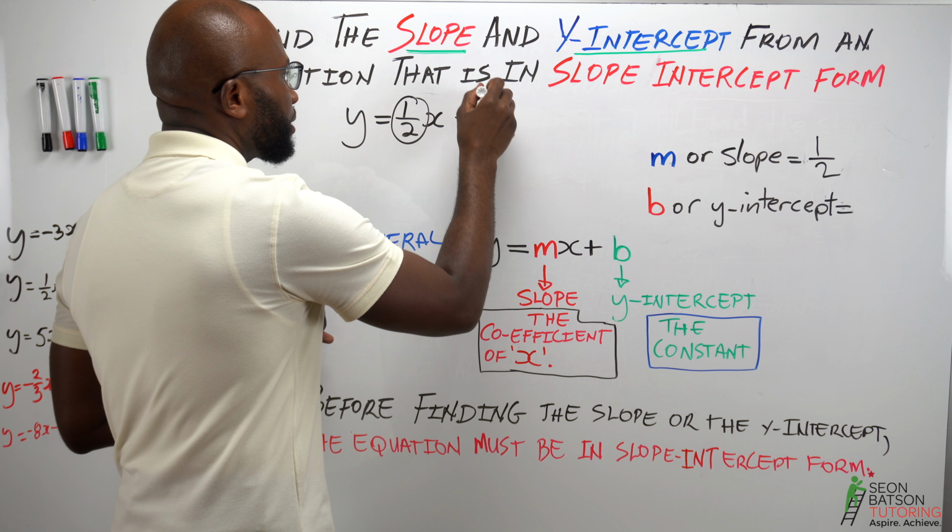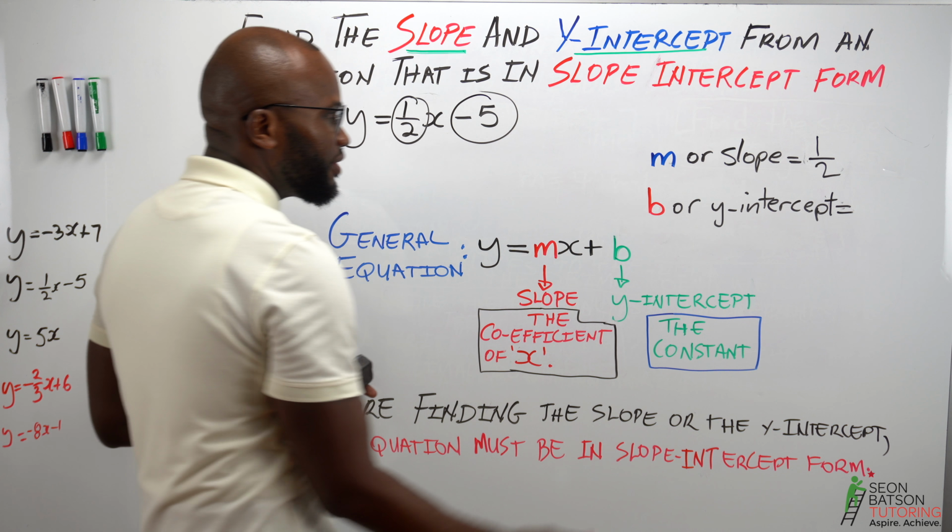In this example, our constant is negative 5. Very good, very good.